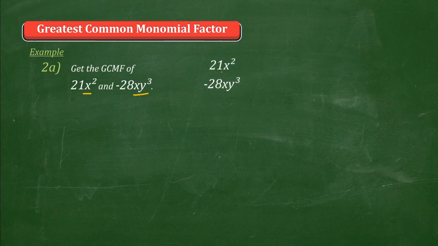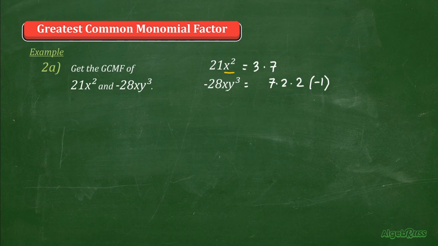Let's focus on the numerical coefficients first and list down all their prime factors. 21 is 3 times 7. Negative 28 is 2 times 2 times 7. But since we have a negative sign, negative 1 is also considered as a factor.